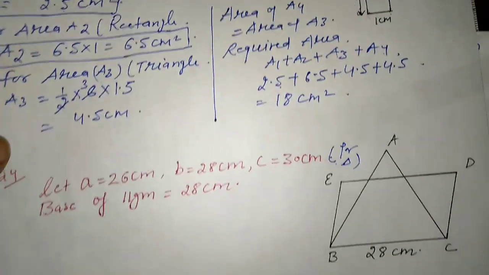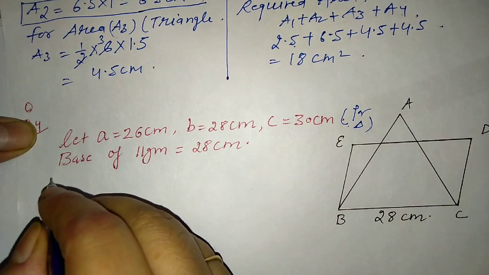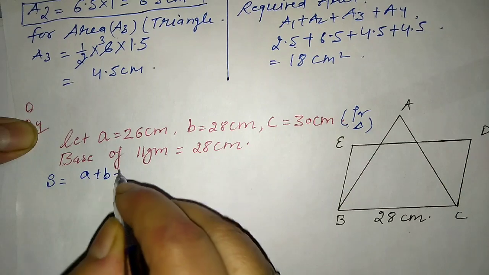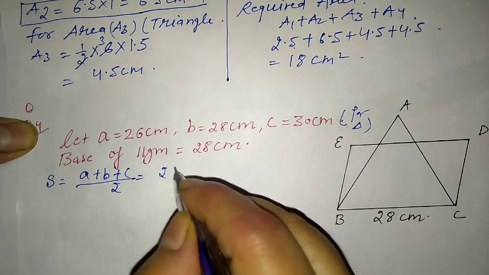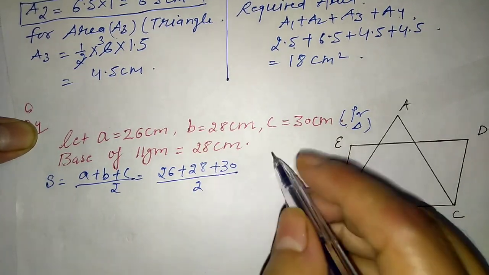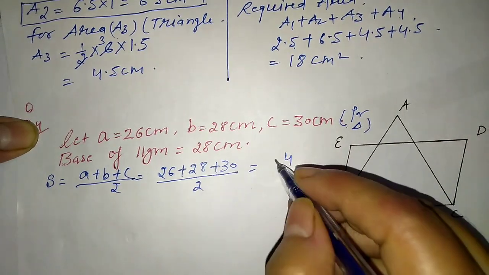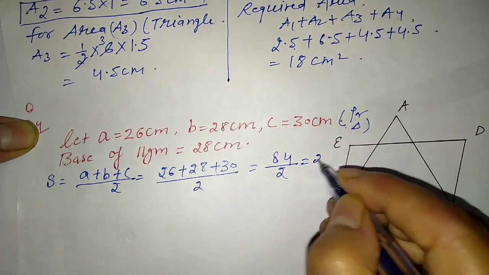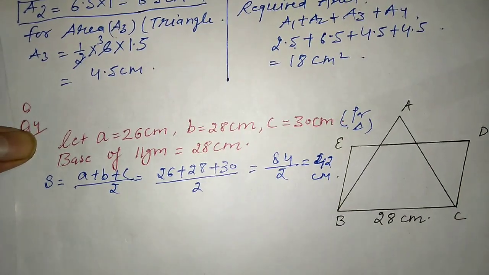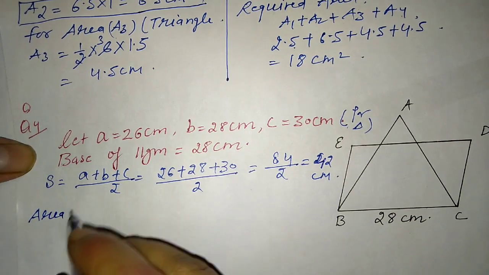So we will find the area of the triangle by Heron's formula again. Let S be equal to A plus B plus C divided by 2, that is 26 plus 28 plus 30 divided by 2, and their sum is 84 divided by 2, that is 42 centimeter. S is 42 centimeter. Now the area of the triangle, suppose that is A1.